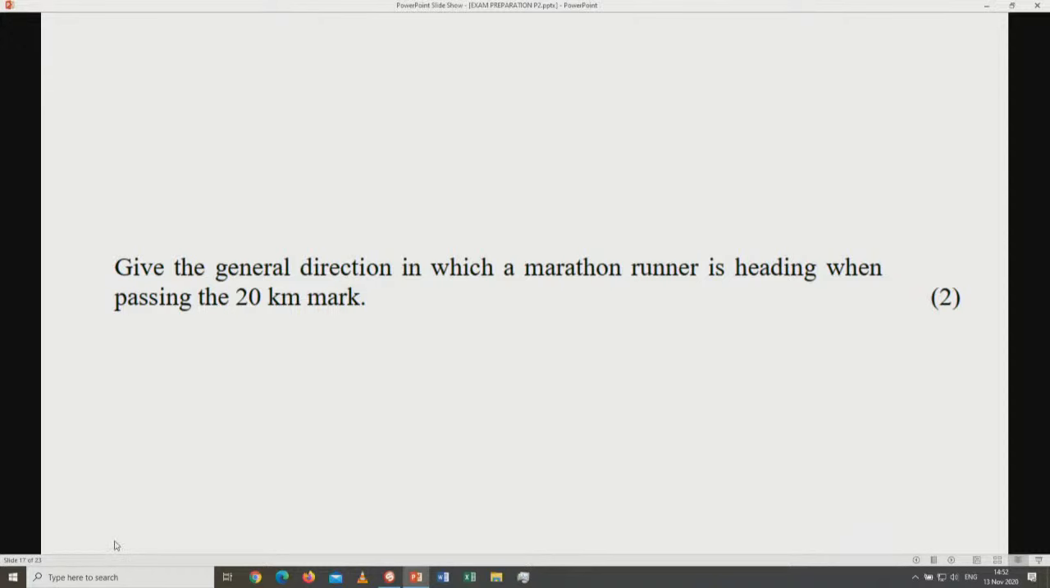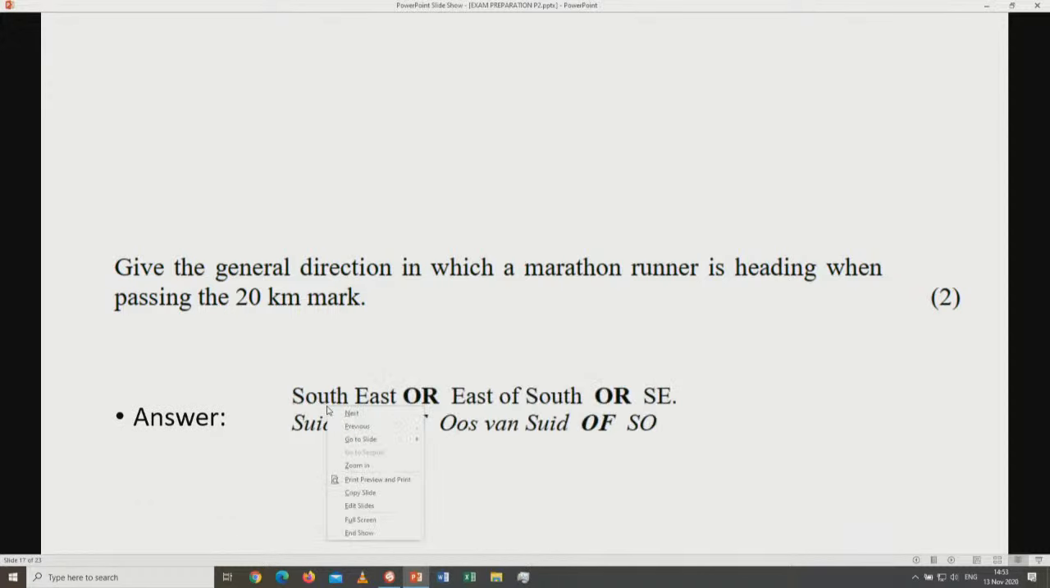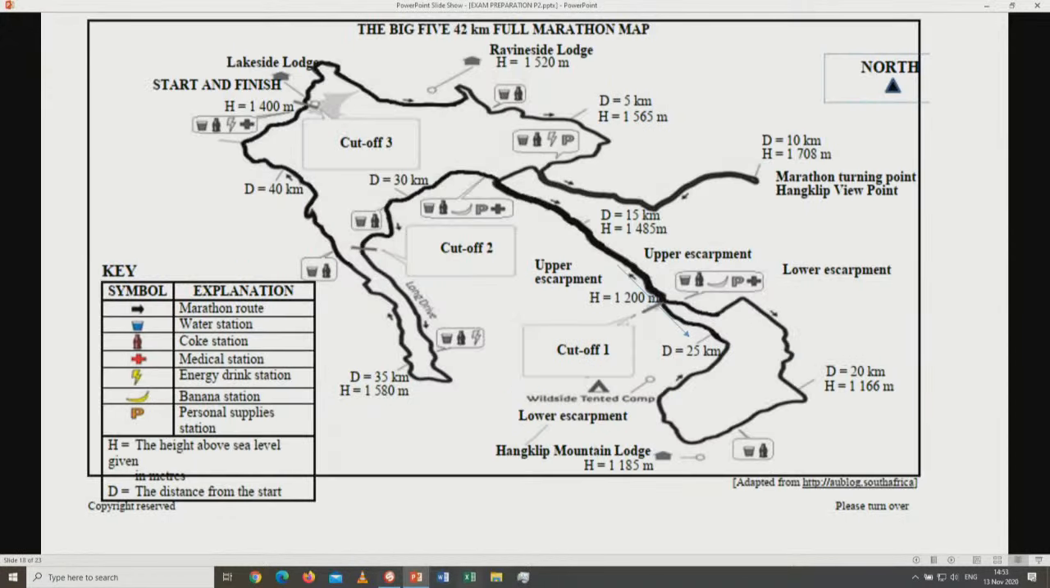Give the general direction in which a marathon runner is heading when passing the 20-kilometer mark. Now, I will come back to this answer. I first want to go to the map. Where on this map is the 20-kilometer mark? You will see here it says the distance is 20 kilometers. I'm talking about the distance from the start. And it's clearly indicated that it is there at that point where you get the 20-kilometer mark.